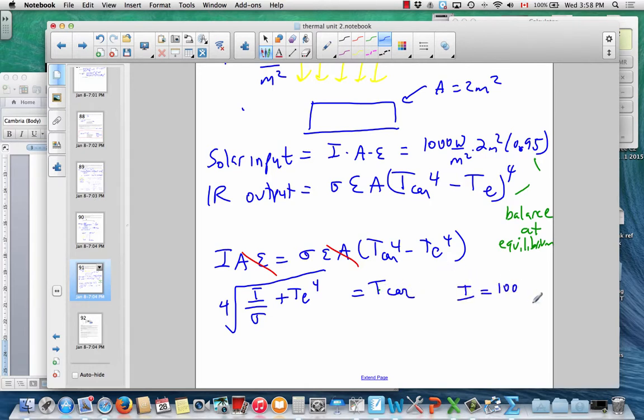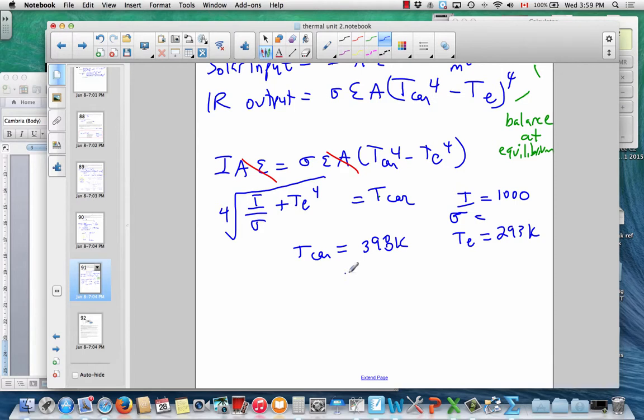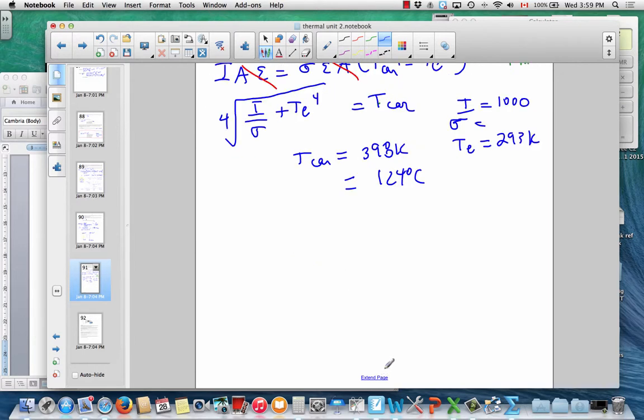So with an intensity of 1,000 watts per square meter, Stefan's constant of 5.67 times 10 to the minus 8, and the environment being at 293 Kelvin, we find that the car temperature is 398 Kelvin, or a nice comfortable 124 C. Now, given that's over the boiling temperature of water, that's probably not realistic.